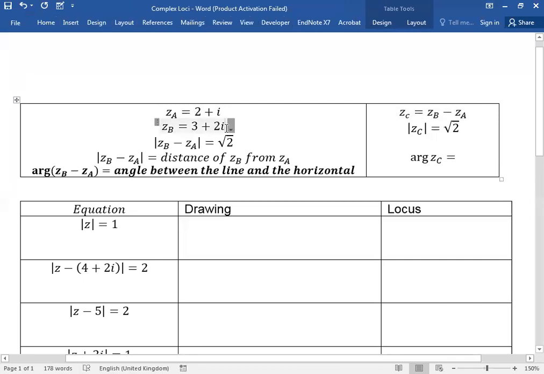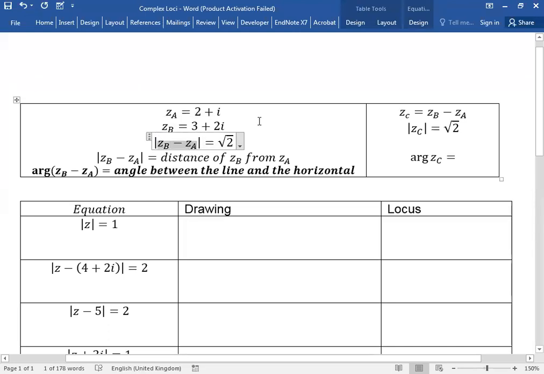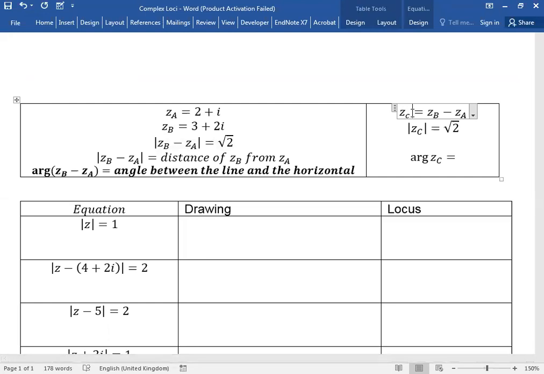Okay? So now if I ask you the modulus of ZB minus ZA, can you tell me the mod of ZB minus ZA? Figure it out. First, you'll need to figure out the complex number ZB minus ZA. What will be the complex number ZC, which is ZB minus ZA? It will be 1 plus iota. And then once you find the modulus, that is under root 2.